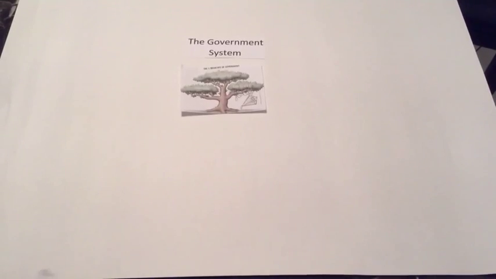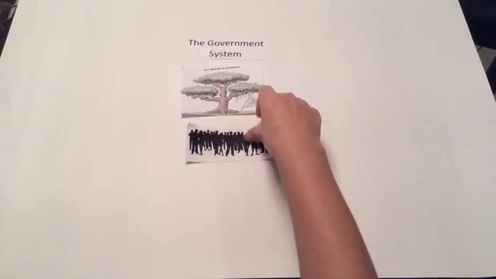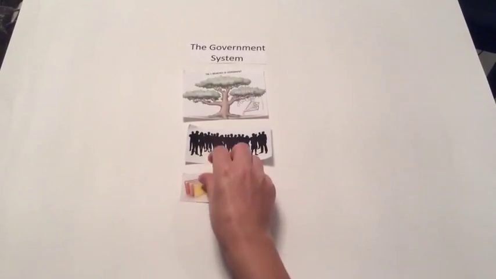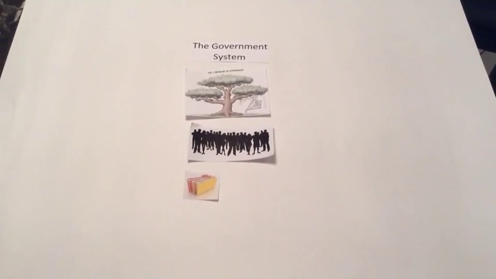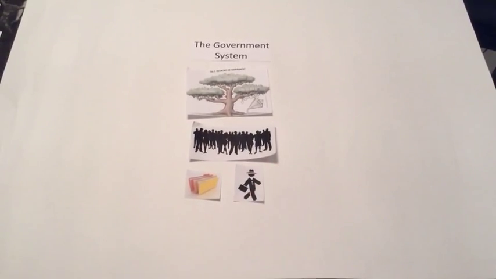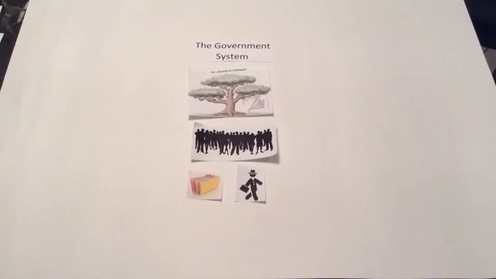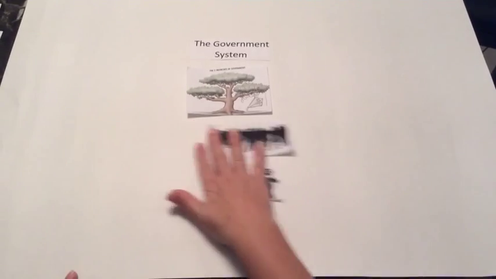The Cabinet is formed of cabinet ministers. Each cabinet minister has a portfolio. Each portfolio will represent something different. If this is a cabinet minister and he was a farmer, he would be in charge of the agricultural portfolio.